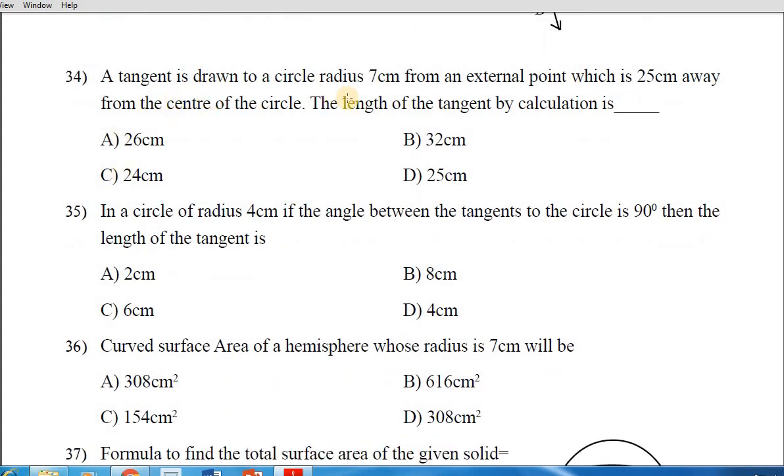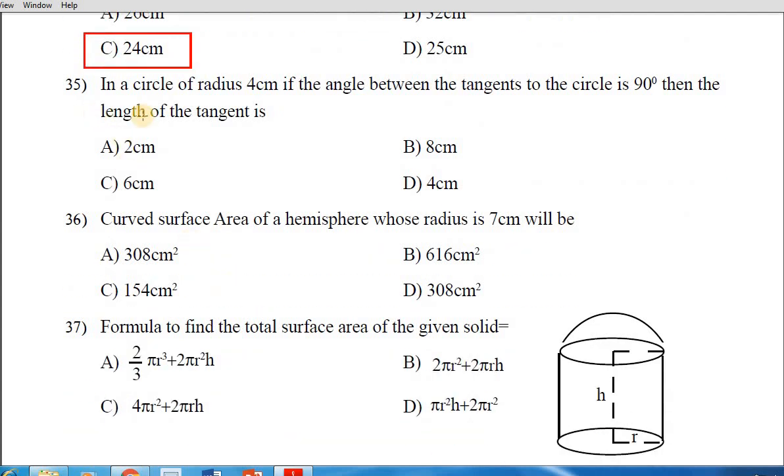A tangent is drawn to a circle of radius 7 cm, which means the radius is given, from an external point which is 25 cm away from the center of the circle. It means the distance between the center of the circle and a point lying outside the circle is 25 cm. The length of the tangent by calculation is, if you have the Pythagorean triplet concept, easily you can go for this. 7, 25 and 24 are Pythagorean triplets. Hence, the length of the tangent has to be 24.